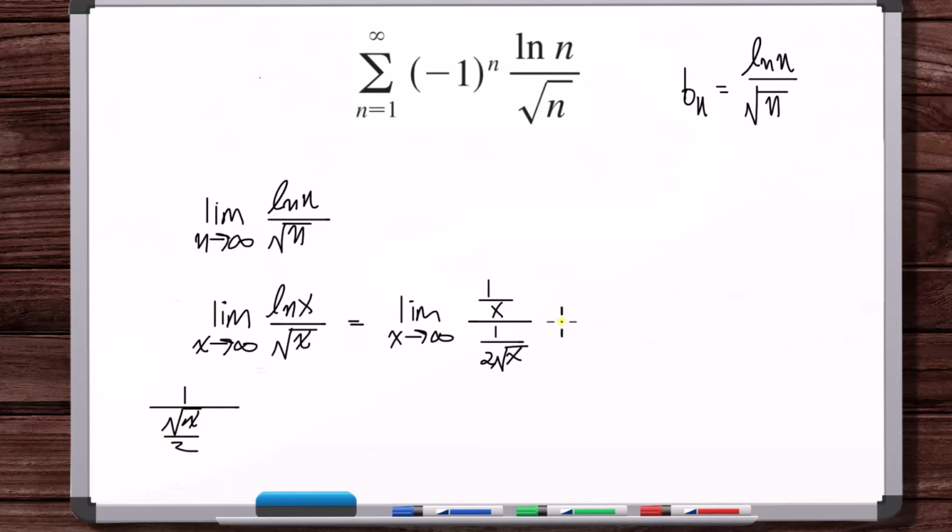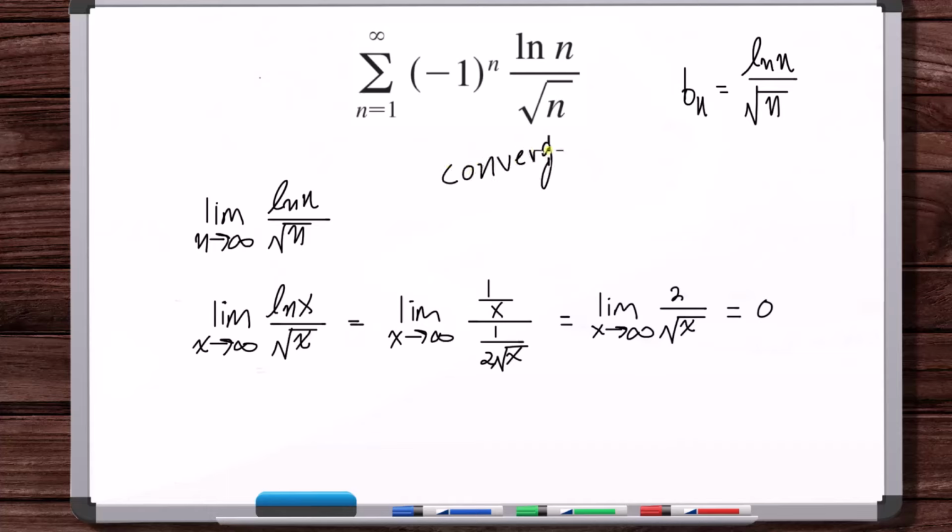So, okay, we've got, all right, as x goes to infinity, this goes to 0. And if this goes to 0, then that means this original series is convergent.